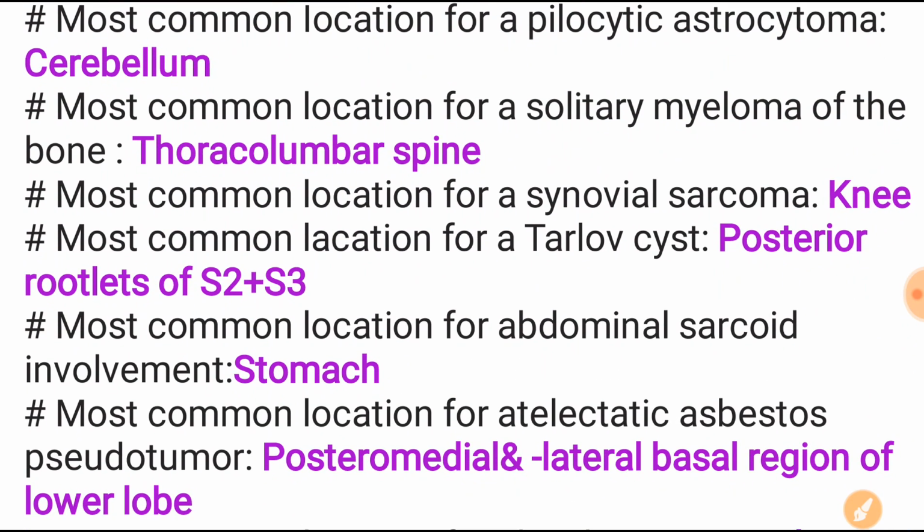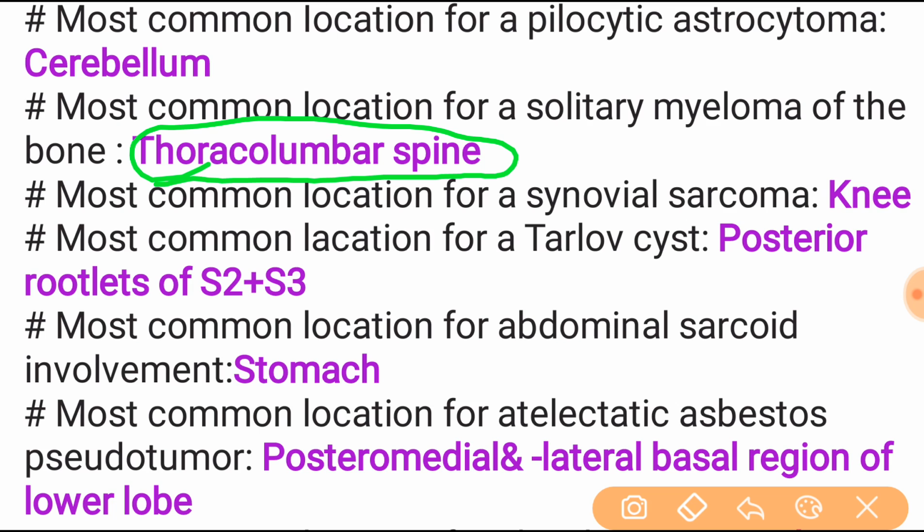Most common location for the solitary myeloma of the bone is the thoracolumbar spine. Just revise about the thoracolumbar fascia, which are most important. Most common location for the synovial sarcoma is the knee. Most common location for the Tarlov cyst is the posterior rootlets of the S2 and S3.